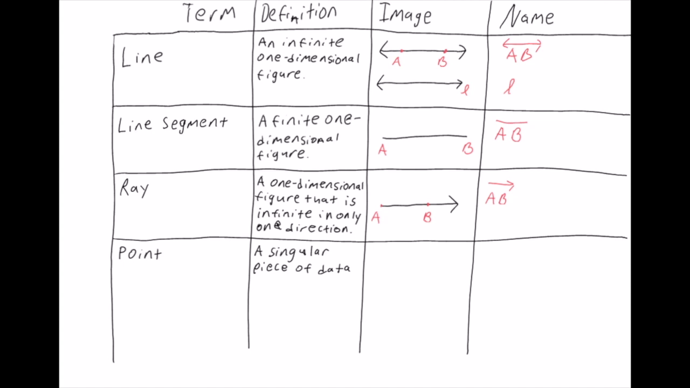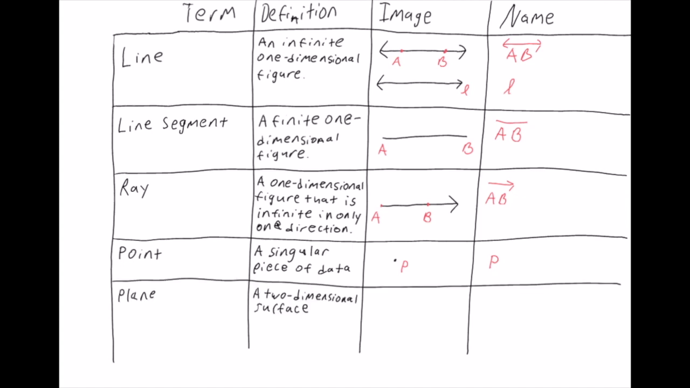A point is a singular piece of data. It's just a point. So it's a point with name P, and to name it, it's just P. You don't say "point," it's just P.